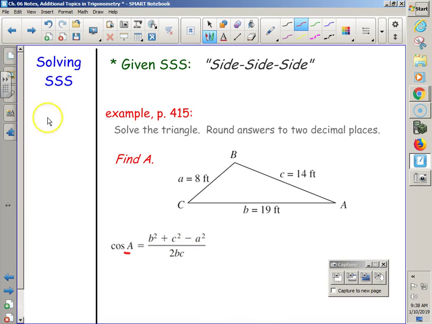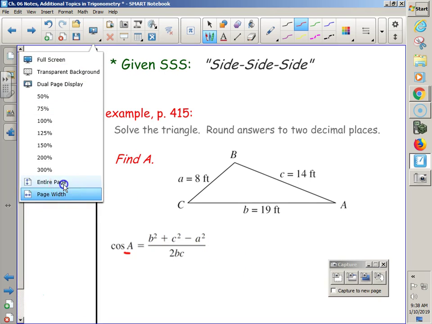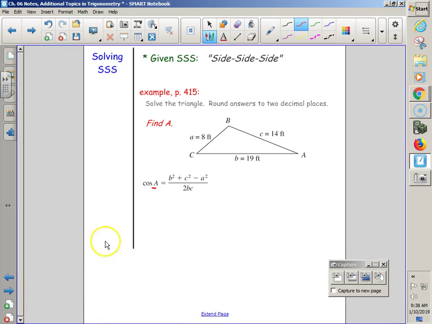Some of you are already plugging and chugging. I can hear it in the little tippity-tap-tap of your calculator. Unless you're playing a game on the tippity-tap-tap. Hopefully not.